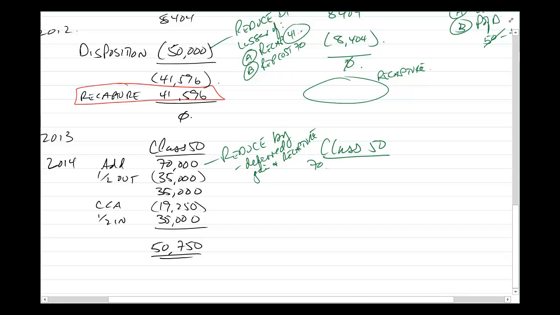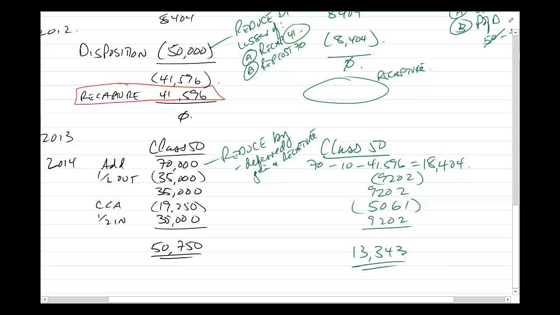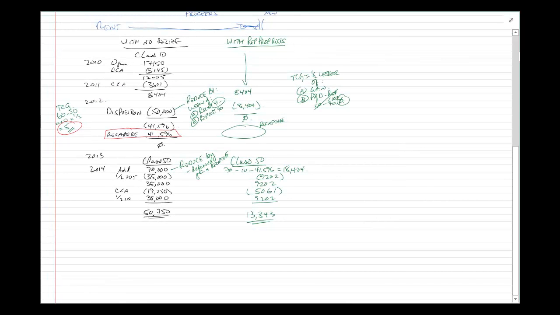Well, what goes into the class is 70. I'll just drop the thousands digits. 70 minus 10 minus 41.596, and I will go back to the thousands: 18,404. Okay, so 18,404 comes into the pool, and now we just roll back into what we know how to do so well, our CCA schedules. Take out the half. That's going to leave 9,202. Take 55% of that, and you get 5,061. Put back the 9,202, so I put a negative around that, and you get 13,343.